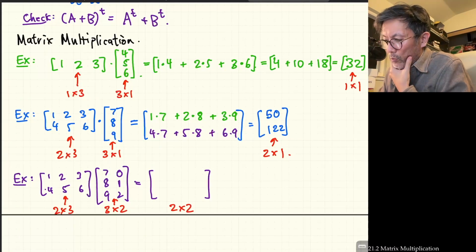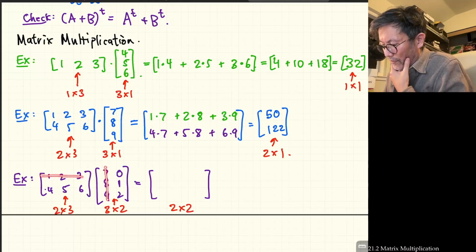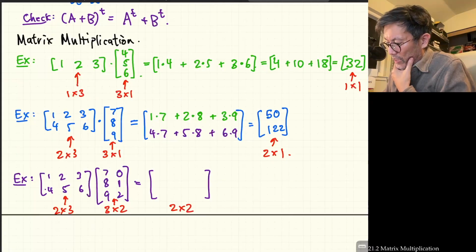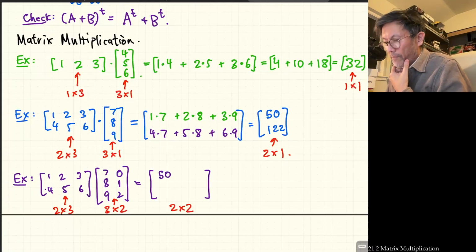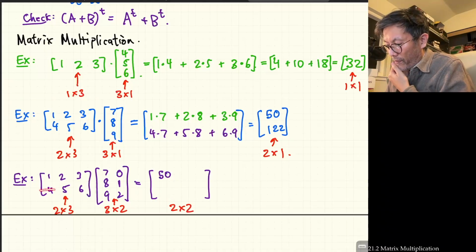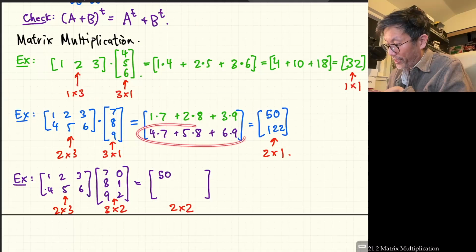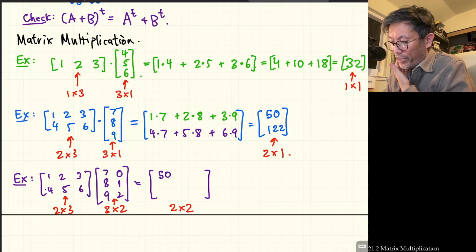Okay, so what happens when I take the dot product of 1, 2, 3 with 7, 8, 9? Well, I did that right here, and I found that the answer was 50. So I hardly have to think. This one is 50. Okay? And similarly, to get the 2,1 entry, I take the dot product of the second row with the first column. And I've already done that calculation right here. So what I get is 122.